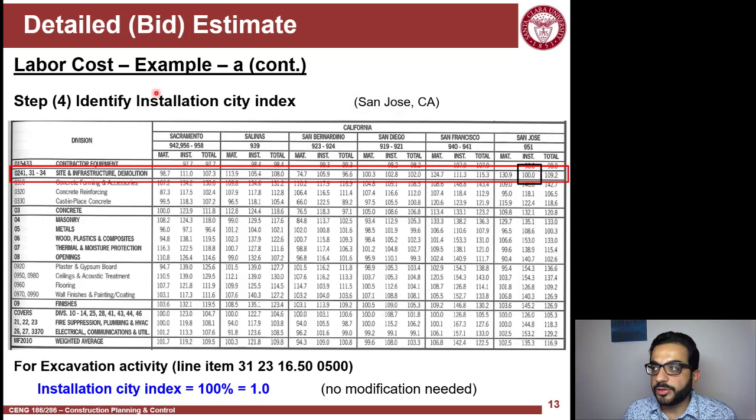And remember, labor is an installation part of the cost. So I'm referring to the division matching the line item I have. So 31 to 34 divisions here, which is matching with that one. I'm looking at this row of the column. I'm not looking at 03 because this is more detailed here. This is more relevant to my line item. So this means that your city index is 100, which means that I'm not adjusting anything. The city index is equal to 1.